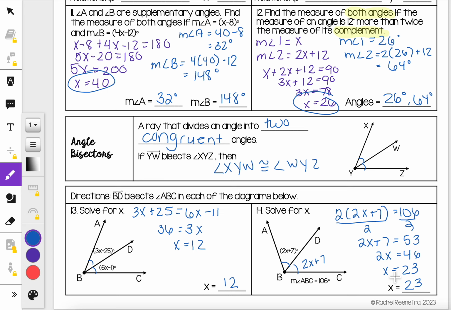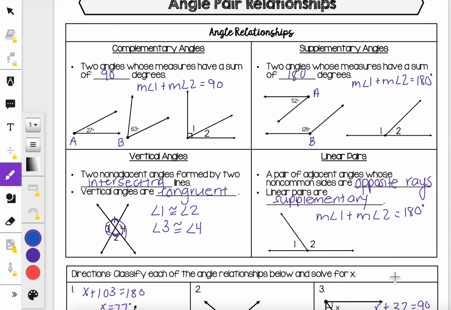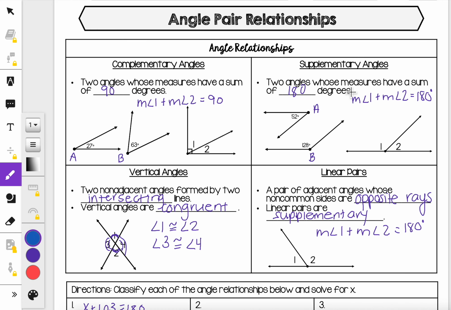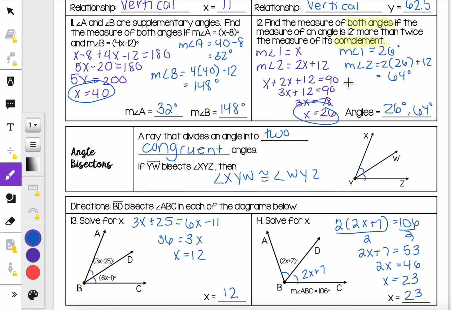All right, so that is it on angle pair relationships. Just a little review. We talked about complementary angles, supplementary angles, vertical angles, linear pairs, which are going to be supplementary. And finally, we talked about angle bisectors, just like segment bisectors, are going to bisect, in this case, an angle into two congruent angles.